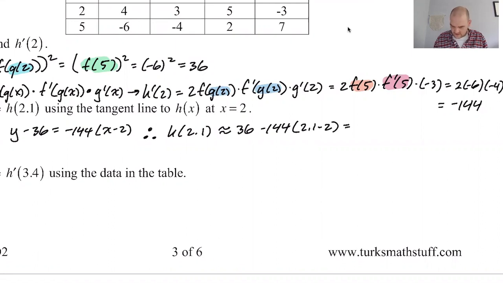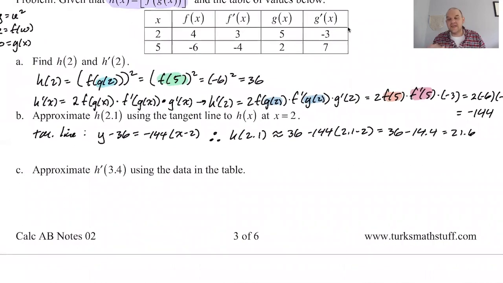So what is this? 36 minus 14.4, which is 21.6, I think. If I add 0.4 to that, I get 22, and if I add 14 to that, I get 36. So 21.6 is my approximation. It has to be approximately, because it's definitely not equal to that.